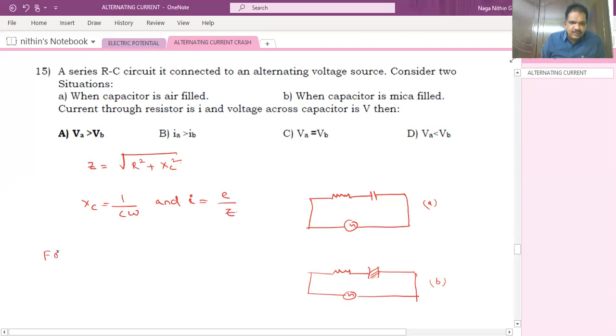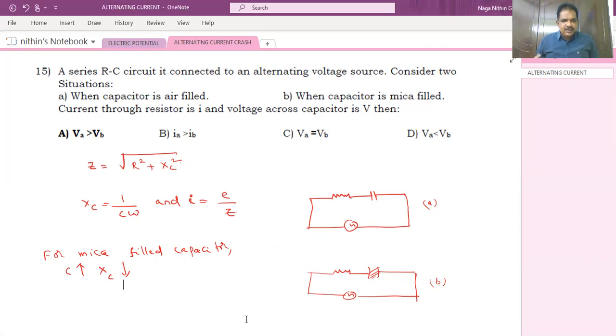Now, what will happen here if you consider this case for the mica filled capacitor? When a capacitor is filled with dielectric, its capacity will increase. Filled with mica, capacity will be more. This capacity being more means XC value, what will happen? Decreases. XC decreases means Z, what will happen? Decreases.